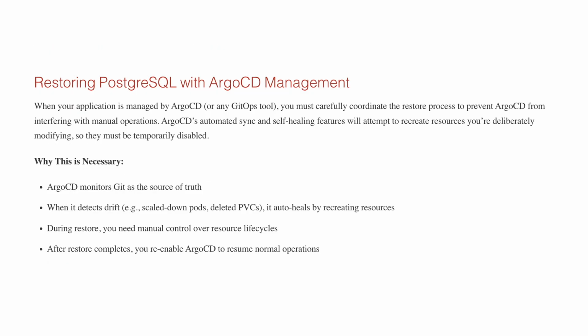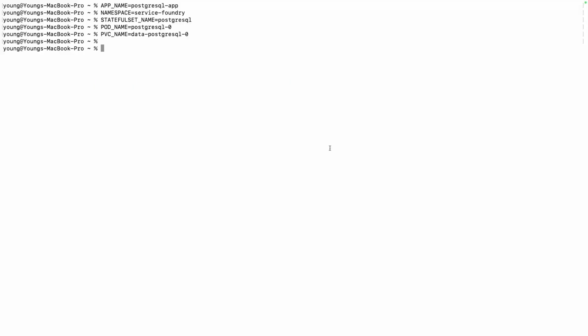When your application is managed by ArgoCD, you must carefully coordinate the restore process. ArgoCD's automated sync and self-healing will attempt to recreate resources you're modifying, so they must be temporarily disabled. The detailed procedure: first, set up environment variables for your application name, namespace, stateful set name, pod name, and PVC name. Disable ArgoCD autosync by removing the sync policy.